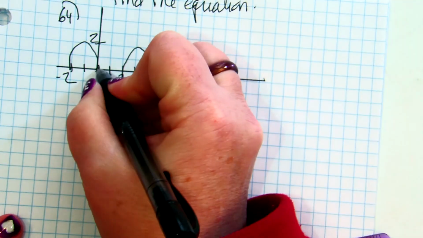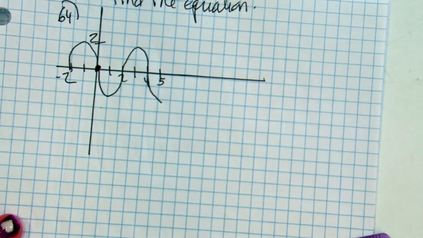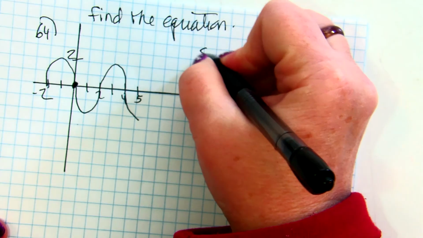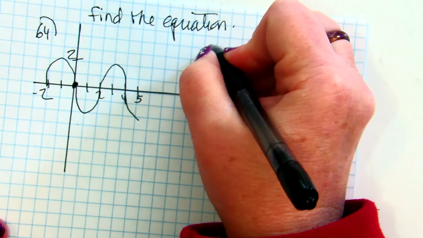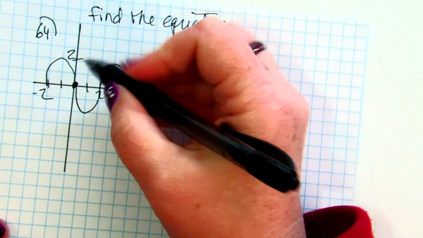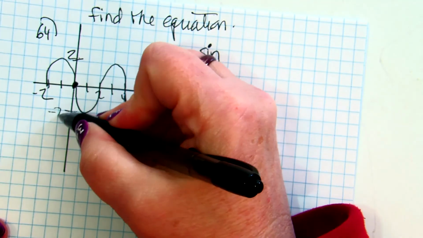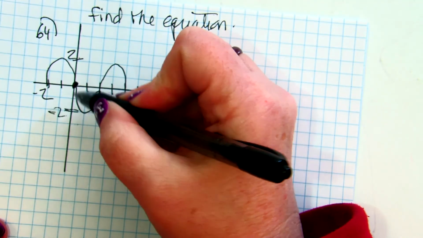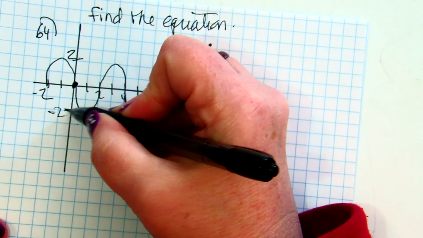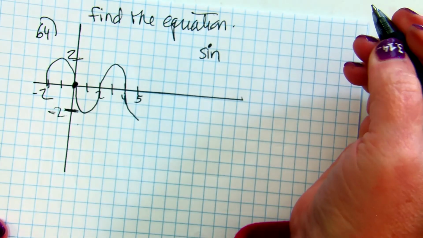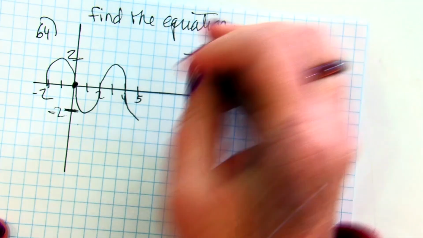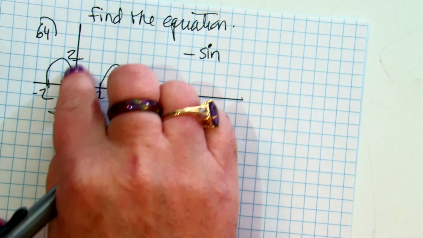So first we look at the origin. Does it go through the origin? Yes. So that makes it sine, not cosine. Cosine starts up or down. And this goes up to 2 and down to -2. So it's in the middle of the graph. So it is sine. It's negative sine because it starts and goes down instead of going up.